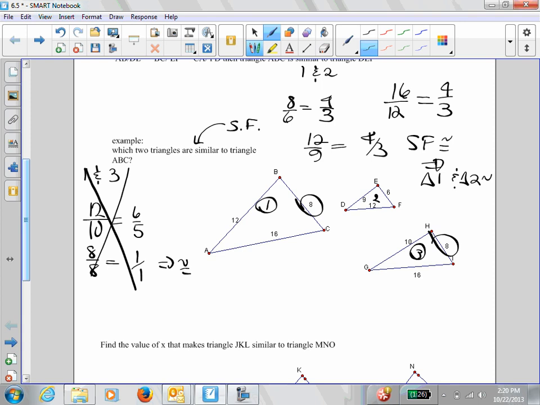By the SSS similarity postulate. But now we're labeling with a theorem. We had AAA, now we have SSS.